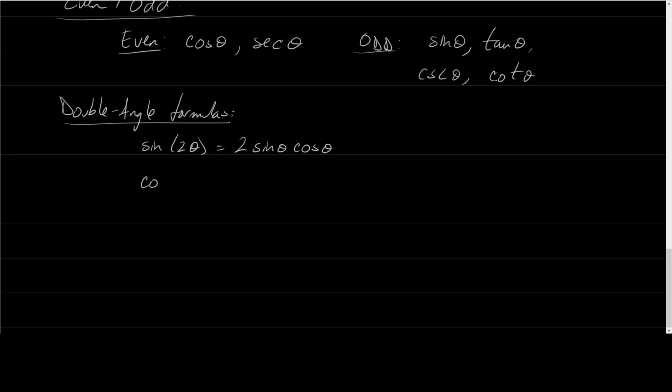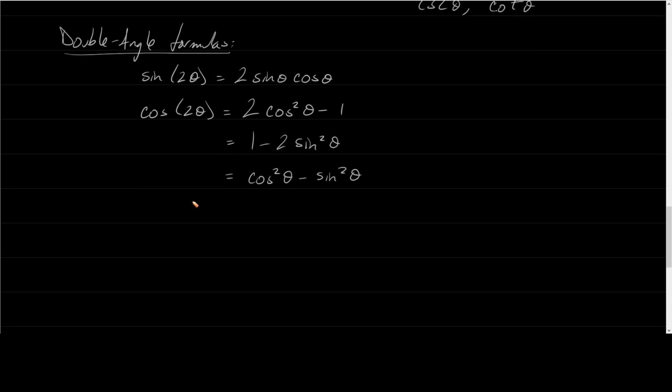If I have cosine of 2 theta, well, there's multiple ways to rewrite this. Right? We can say that's 2 times cosine squared theta minus 1. We can say that's 1 minus 2 sine squared theta. Or we can say this is cosine squared theta minus sine squared theta. All right, all three of these are identities for cosine of 2 theta. So those are those angles.